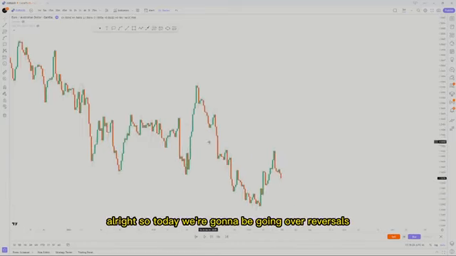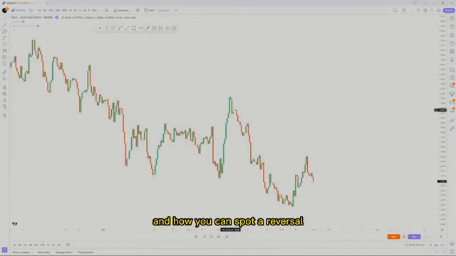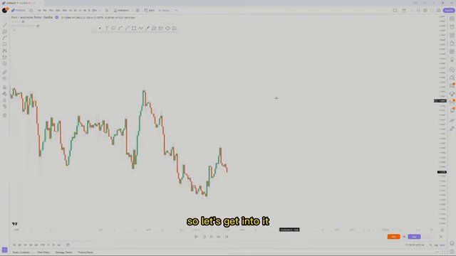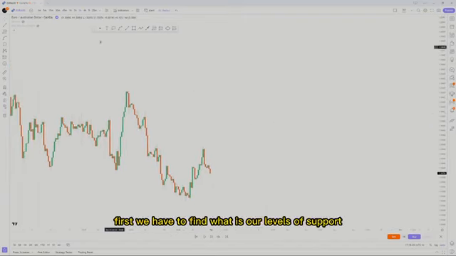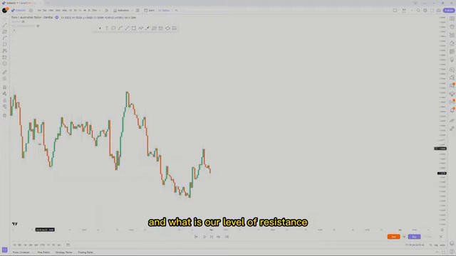All right, so today we're going to be going over reversals and how you can spot a reversal. All right, so let's get into it. First, we have to find what our levels of support and resistance are.